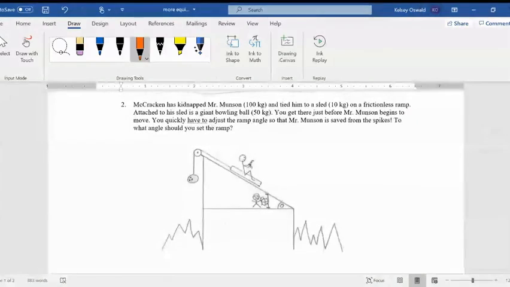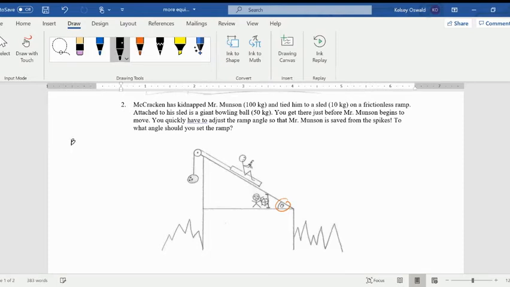All right, so then looking at the next one, here we are on a frictionless ramp, and our goal is to find our angle of incline to keep our system in equilibrium, or to keep Mr. Munson motionless. So if you look at this, we have two objects. We have our bowling ball and Mr. Munson and the sled. So we're going to want to draw two different free body diagrams here.